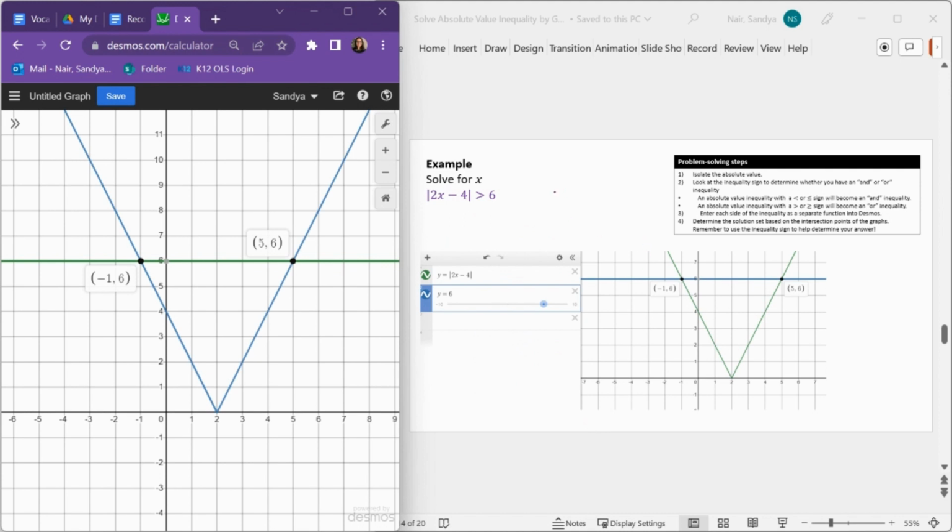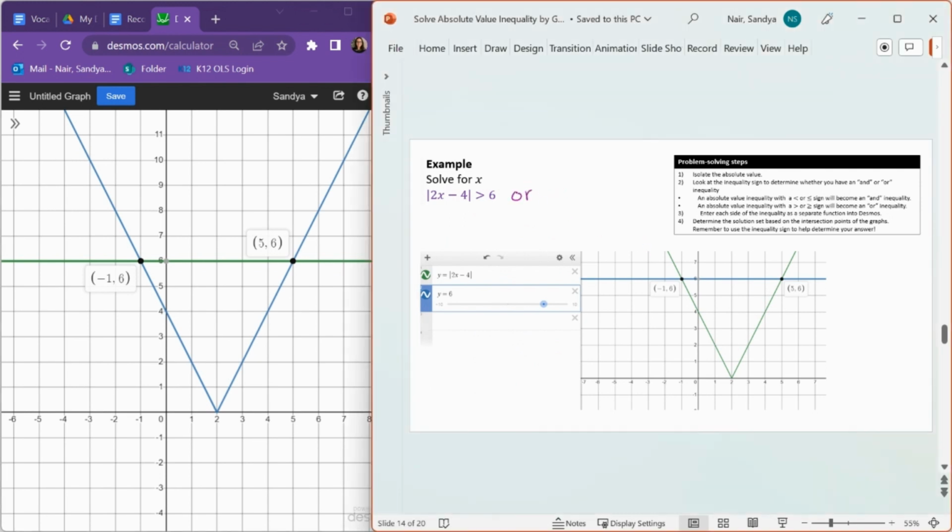So it's a greater than sign, so it's once again going to be an or inequality. And also because of the greater than sign, we're going to have open circles at both of our endpoints. So it's going to be open circles. And for the or, it's going to go in opposite directions, right? So it kind of looks like this. So from -1, we go this way, open circle at 5, and then this direction for the solution set.